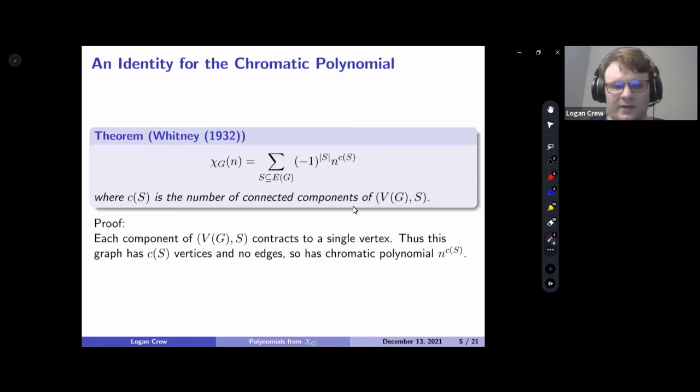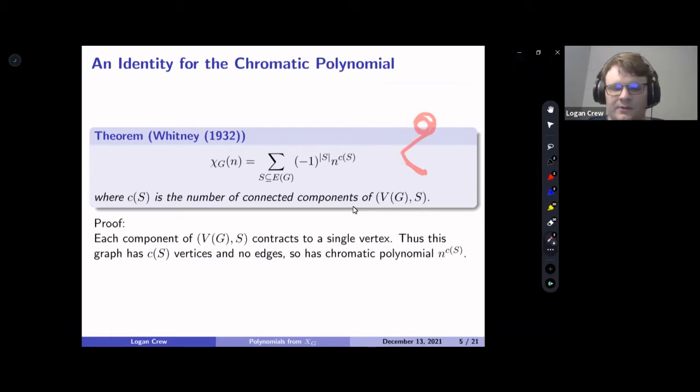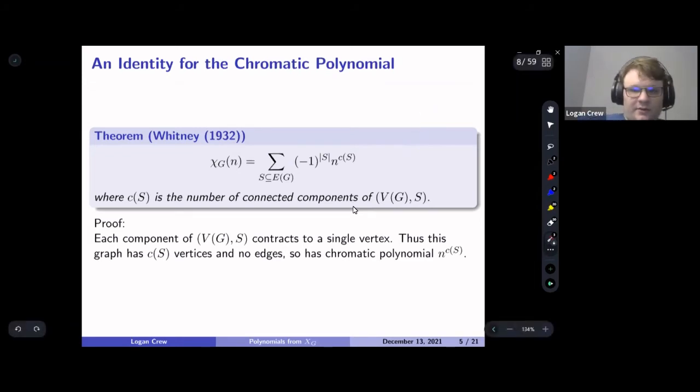We're going to have an empty graph with some number of vertices. How many vertices? If we look at the components of the graph, they are all going to contract along this edge to one single vertex at the end here, and that's going to be true for each component separately. So it's going to have that number of vertices and no edges, and it's easy to check that the chromatic polynomial of such a graph is just n to the number of those components.